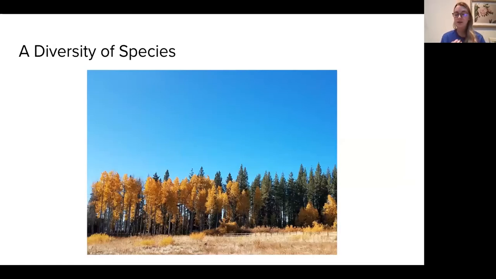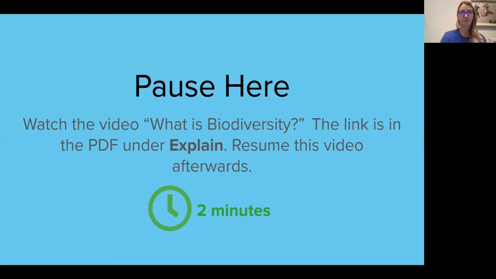And the last factor that we're going to talk about for forest health is a diversity of species, which is also called biodiversity. And this is an extremely important topic that we're going to spend a little bit more time on than some of the other ones.